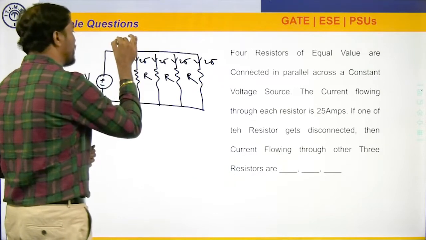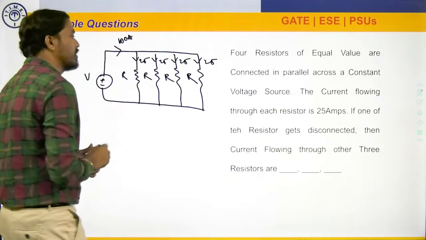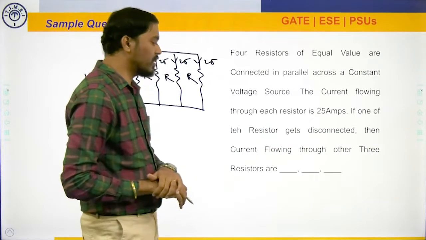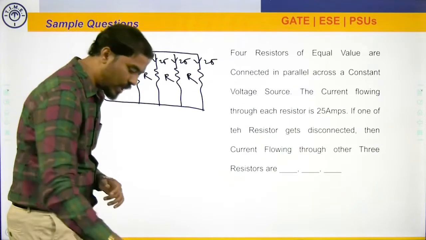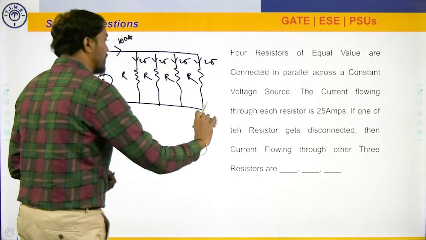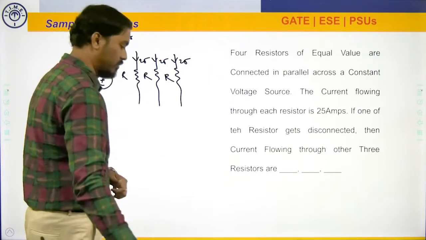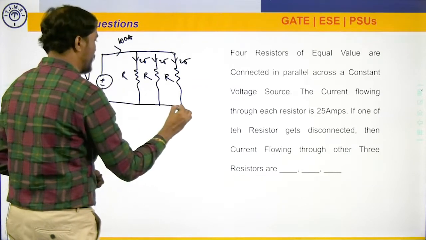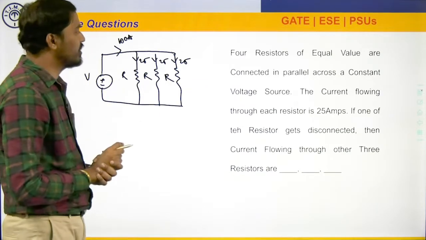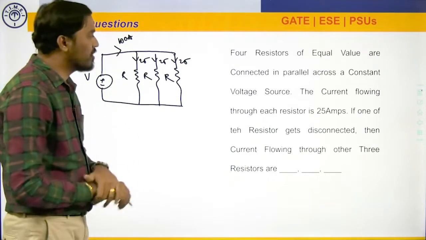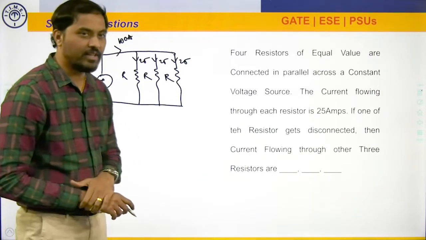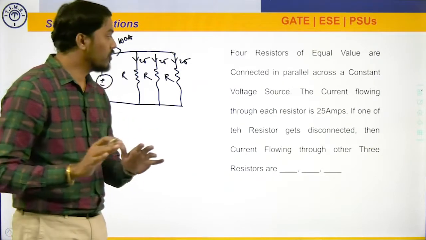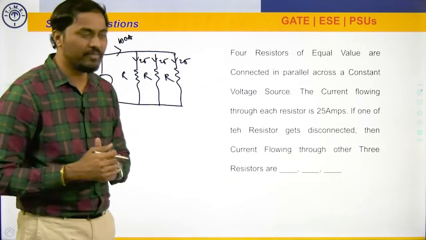Then obviously, what is the total current? 100 amperes. Now, if one of the resistors gets disconnected, then what are the currents flowing through the other three resistors? Unfortunately, one of the resistors got disconnected. Now, the current flowing through the remaining three resistors is? What do you think? I don't say that you will compulsorily think like this, but the majority of you will think like this.